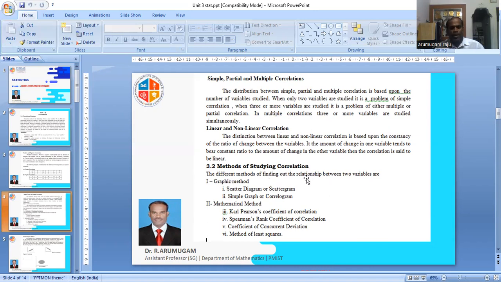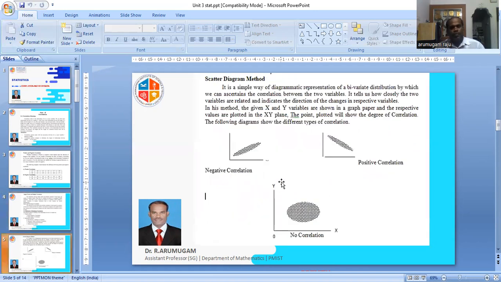The next one is methods of studying correlation. These are the methods to measure the correlation coefficient: the scatter diagram method or scattergram method, and the simple graph or parallelogram in the graphical methods. In the mathematical method, we have four cases: first Pearson's correlation coefficient, then Spearman's rank correlation, then coefficient of concurrent deviation, and also the method of least squares. These are the examples for positive, negative, and no correlation based on the scatter diagram method.